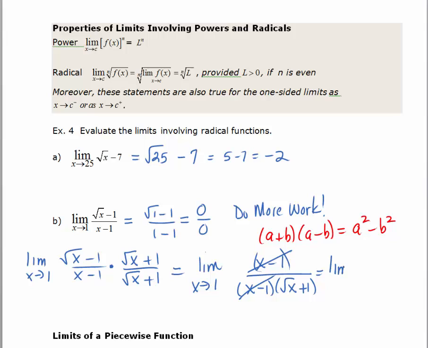We now have the limit as x approaches 1 of 1 over the square root of x plus 1, and we can evaluate. Substituting 1 in for x, we get 1 over 1 plus 1, or 1/2. And so we have a limit that exists, which is 1/2, even though the expression or the function would not be defined at x equals 1.